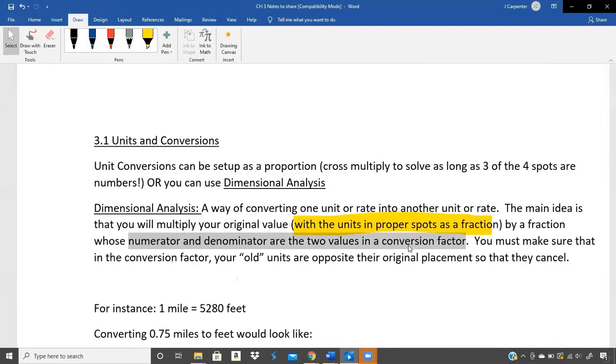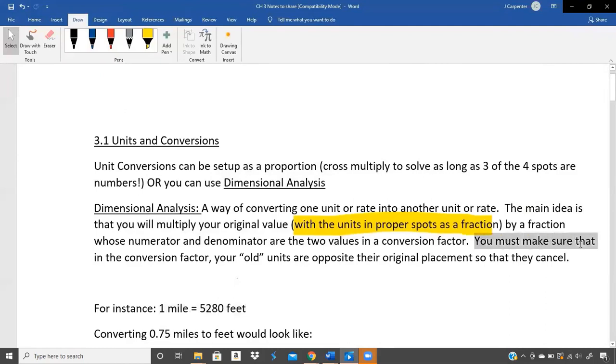It's just conversion factors. So you multiply by a fraction where the numerator and the denominator are the 2 values in a conversion factor. What I'm saying is if you wanted to convert between miles and feet, you'd be multiplying top and bottom with these numbers. The top might be the 1 mile or the bottom might be the 1 mile. Top might be the 5280 feet or the bottom might be the 5280 feet. So how do you tell which one goes top and which one goes bottom?